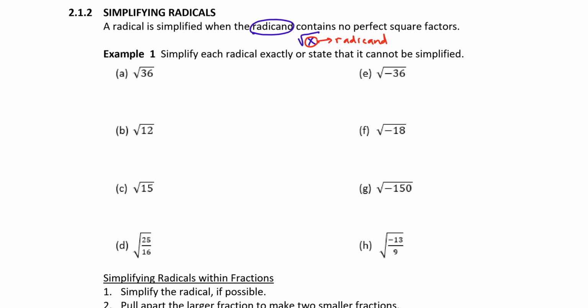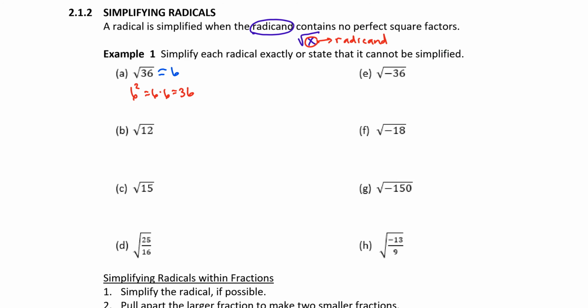We're going to look for factors of the radicand that are perfect squares so we can evaluate the square root and simplify the radical. Example 1, simplify each radical exactly or state that it cannot be simplified. Example A, square root of 36, hopefully you're familiar with this one, is 6 because when we square 6, let me show this as a check step in red, 6 squared, which is 6 times 6, gives 36. So the square root of 36 is 6.